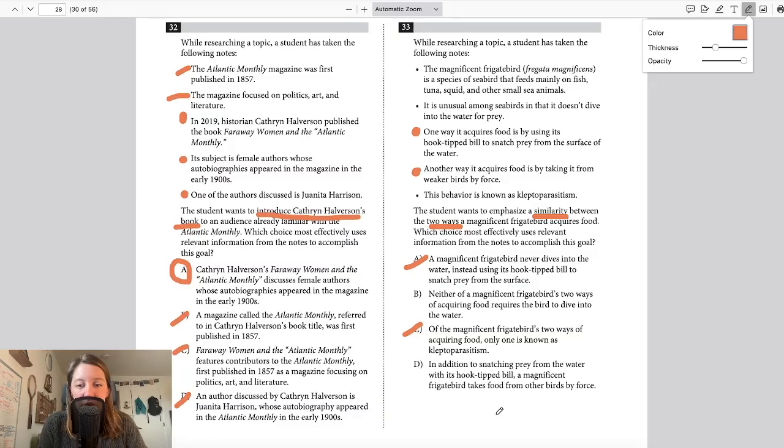D says, in addition to snatching prey from the water with its hook-tip bill, a magnificent frigate bird takes food from other birds by force. So that lists it, sure, but I'm not going to choose it because it doesn't create a similarity. It just says what happens. So this one is B. We know that it doesn't require the bird to dive into the water. So that would go for this bullet point right here.